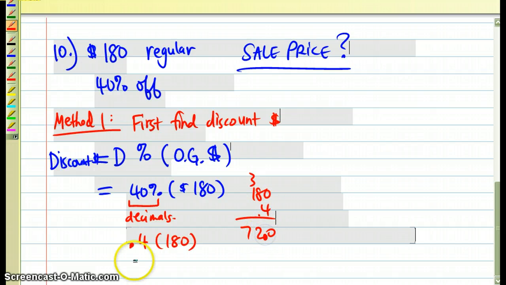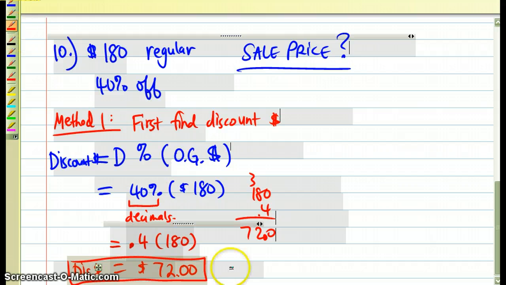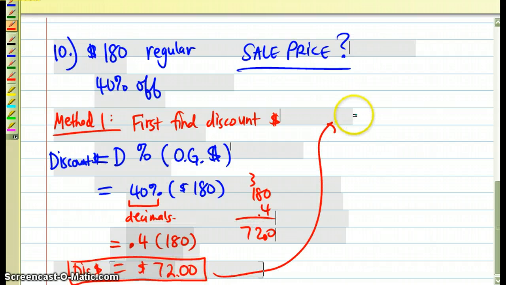Putting my decimal in the correct place. That should make sense. I'm going to get a $72 saving. And that's my discount price. Okay, that's not my answer, but that's going to then help me find it.